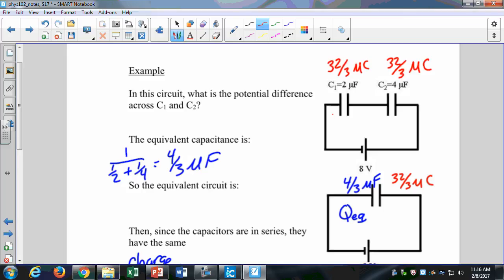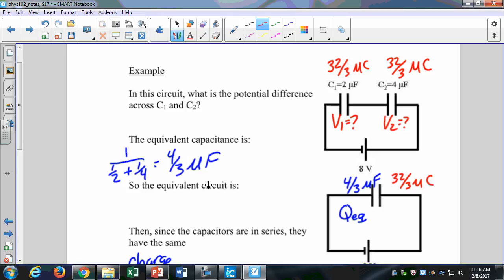Usually, really what I want to know is V1 and V2. All right? Which one's going to have the bigger voltage? C1 or C2, do you think? Some of you say C1. Any of you say C2?